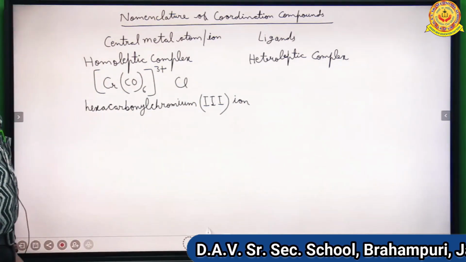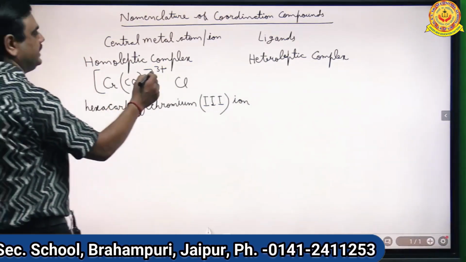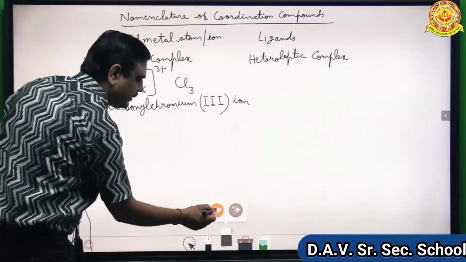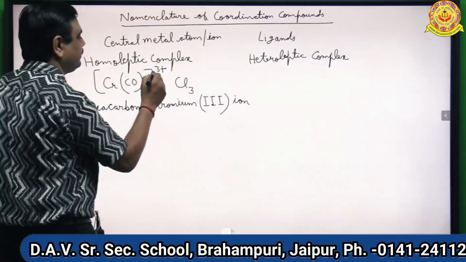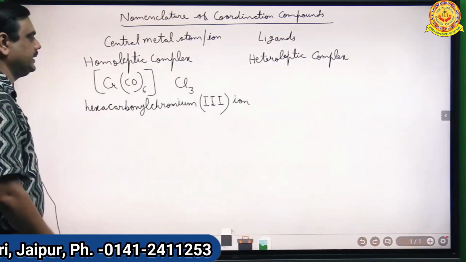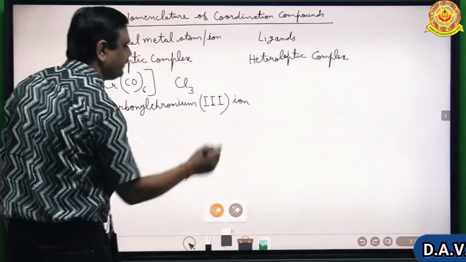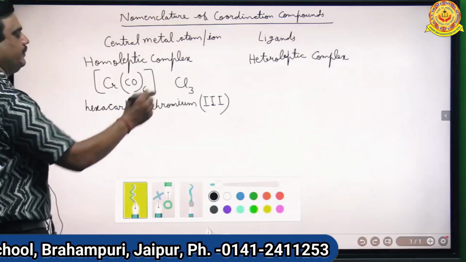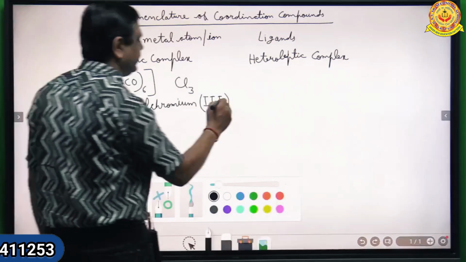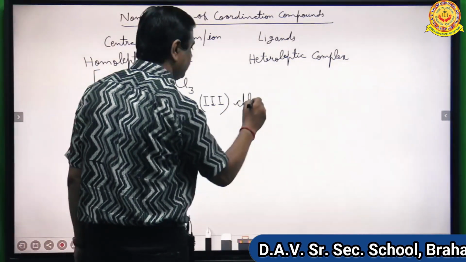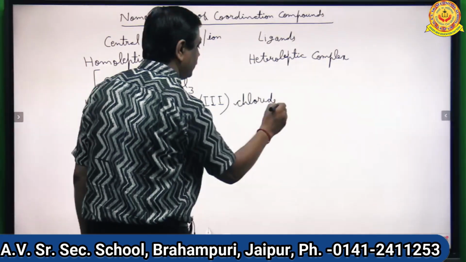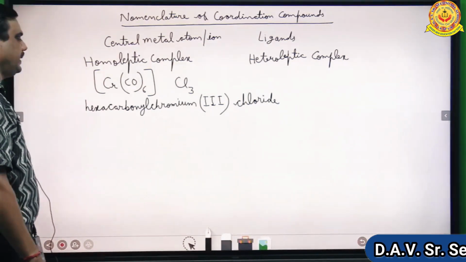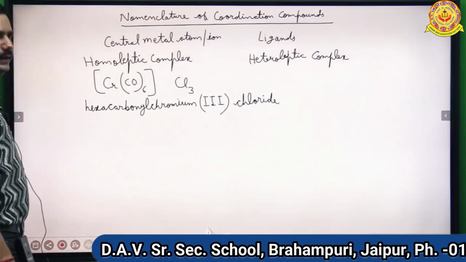Now the charge of chloride ion is -1 and here it is +3. So I have to take 3 here, and then I will not write this +3 here because it is now countered. In this case, in place of ion, I will write the name of this anion in the end, that is chloride. So now the name of this coordination compound is hexacarbonylchromium(III) chloride.